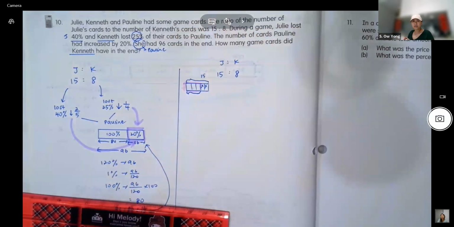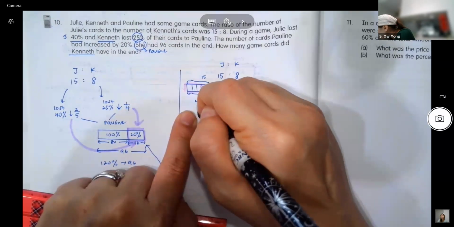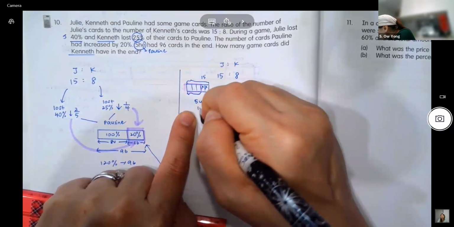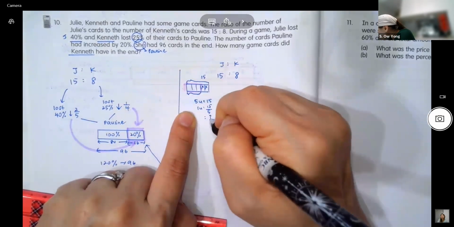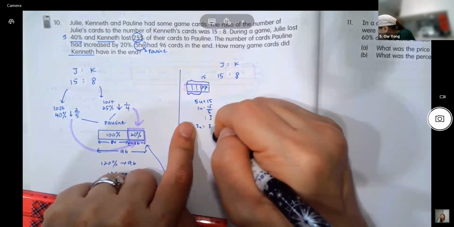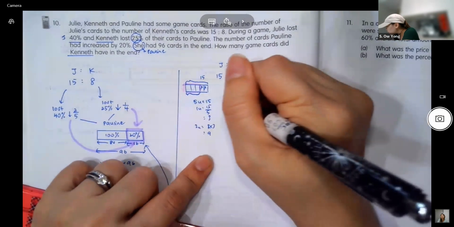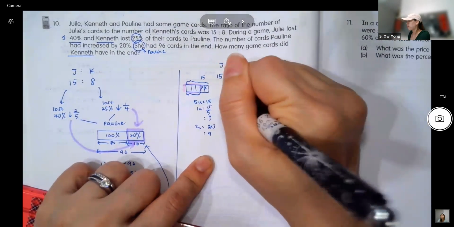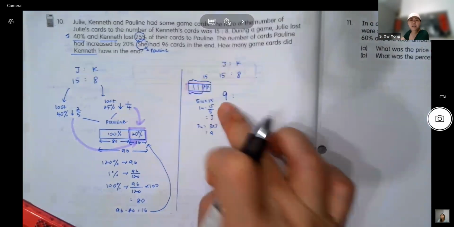Do you know what to do? Yes, now you will just say 3 units equal 15. Sorry, 5 units equal 15. 1 unit is 15 divided by 5, which is 3. Then 3 units is 3 times 3, 9. At least you know that Julie is left with 9. So, yep, this is for Julie.